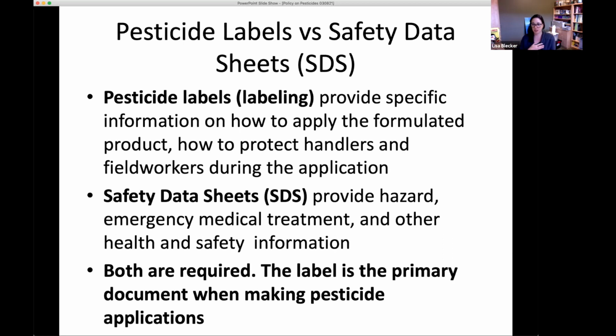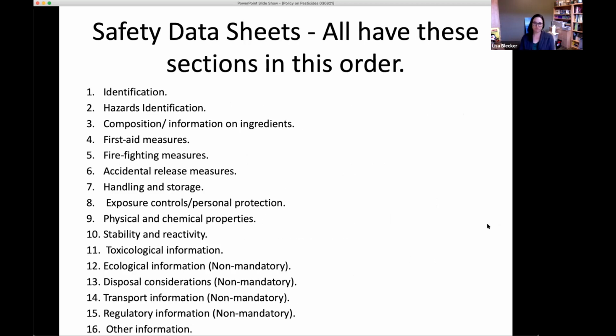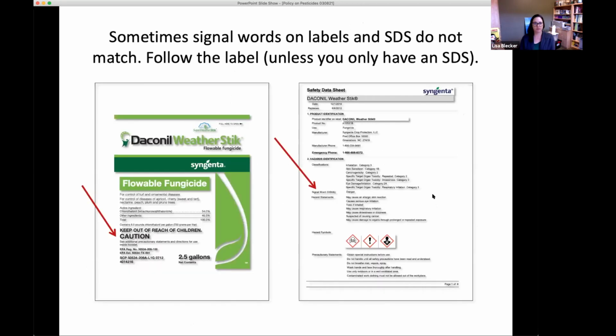The safety data sheet is required to be displayed. Yes, displayed. But that's not what's going to tell you how to mix the pesticide and what specific PPE you need for every situation. Okay, so you need both of those pieces of information. So safety data sheets all have these sections and in this order. And we talked about section 2 on hazards identification already.